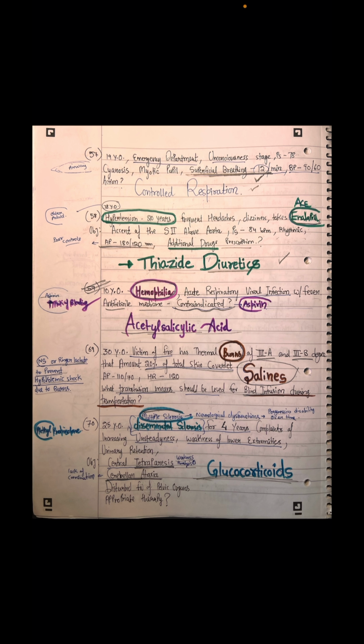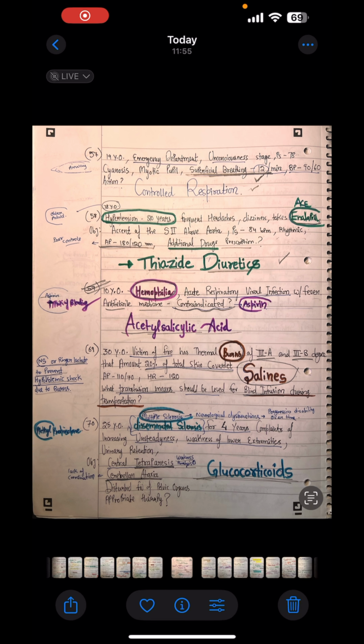So first of all, what we need to do is correct the breathing so that the patient can come back to consciousness, and the correct measures can be taken for further monitoring of the patient. Let's see our next patient.